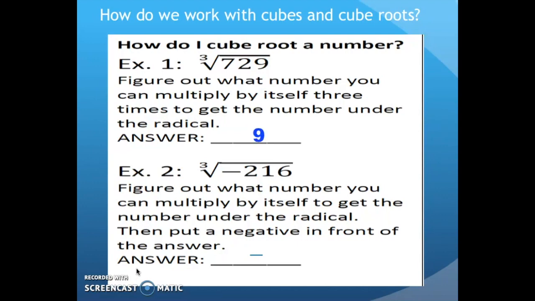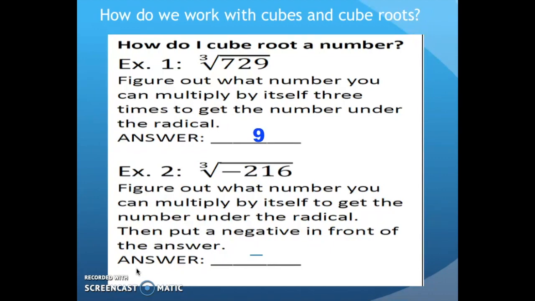Now example 2. Now if you notice the difference with my square root and my cube root, it is okay to have a negative under the radical for a cube root, but it's not okay to have a negative under the radical for a square root. We are going to explore a little bit more when we meet and have our class discussion. But for now, let's go ahead and find the cube root of negative 216.